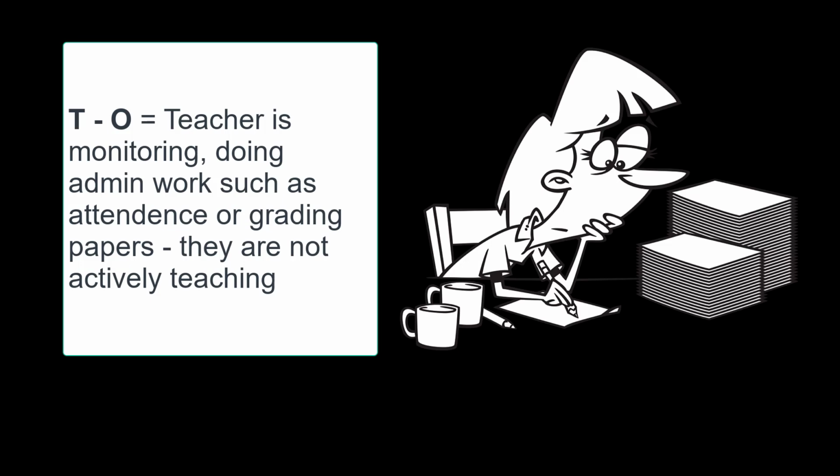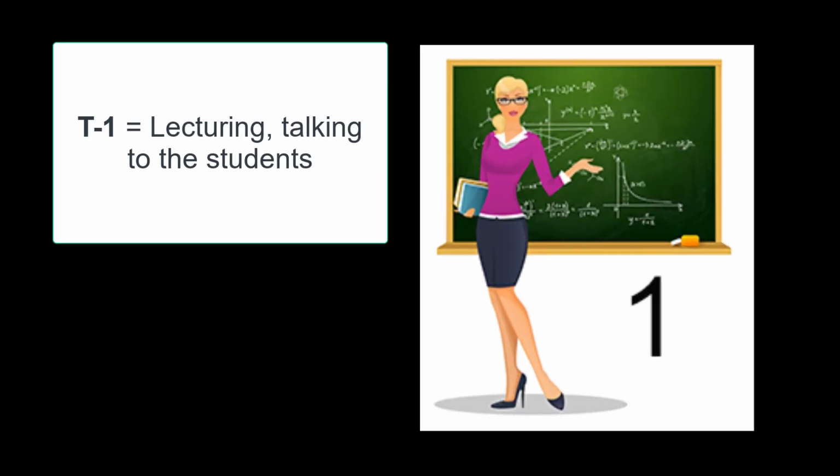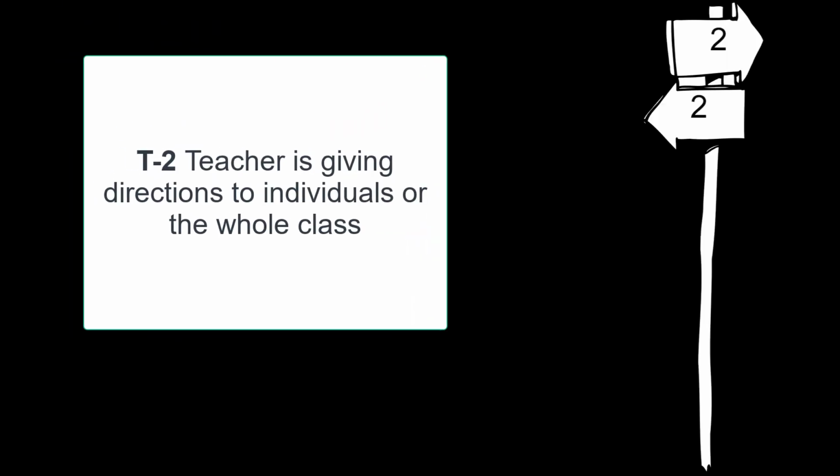So T1 is very easy. Just picture a person standing straight in the front of the room talking to the students. One is lecturing or talking to the students. The person standing straight up. Just visualize that in your head as a number 1. And you will remember that number 1 is lecturing or talking to students.